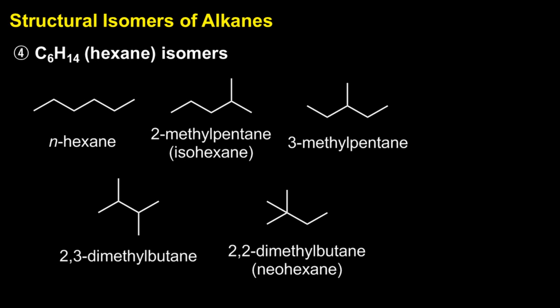Once you go beyond hexane, the number of structural isomers starts growing super fast. And these differences aren't just on paper. They actually affect physical properties, like boiling points and melting points. That means each isomer can have different practical uses, whether it's as a fuel, a solvent, or an ingredient in industrial chemicals.